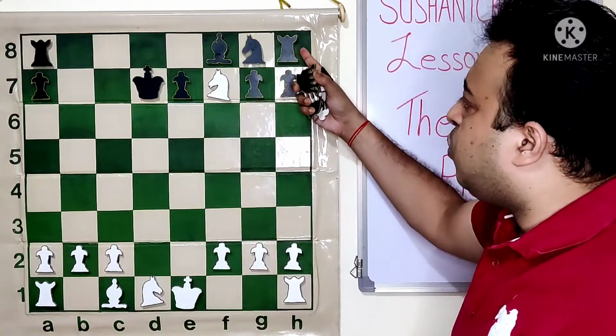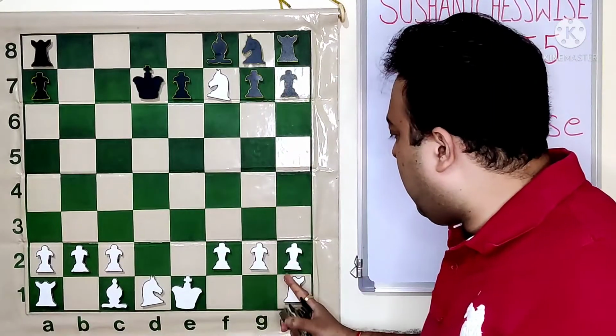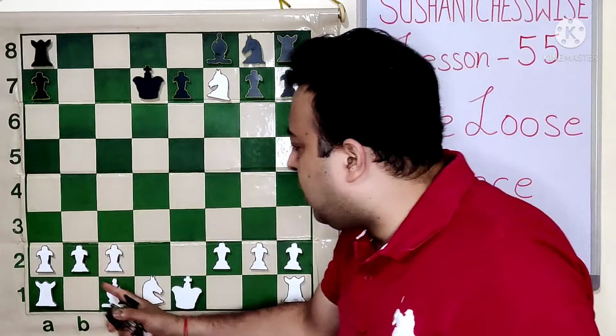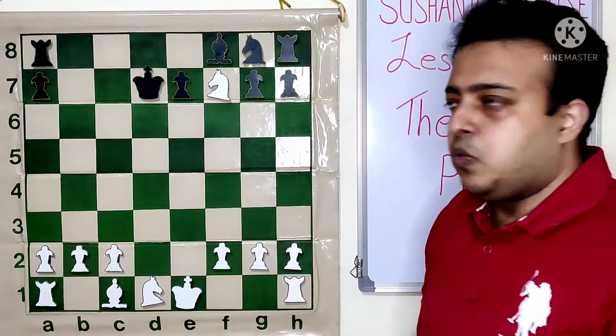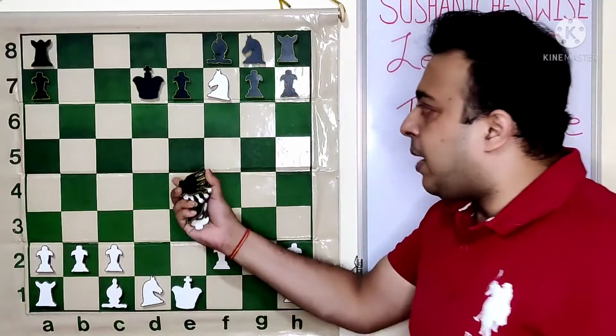So after we get the rook, black has only 3 pieces left, okay, and white will have 1, 2, 3, 4 and 5 pieces over there. So he will have a rook and a piece extra. Okay, let's go back to the game.